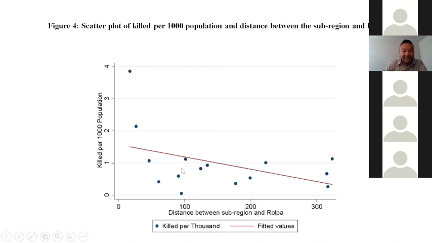As I said, I have 15 sub-regions, and I have plotted how the distance from the Rolpa district to the other sub-regions is linked to the killing per 1,000 population. It somehow shows that there is a linear relation, and I think this shows that it's okay to use this as an instrumental variable.